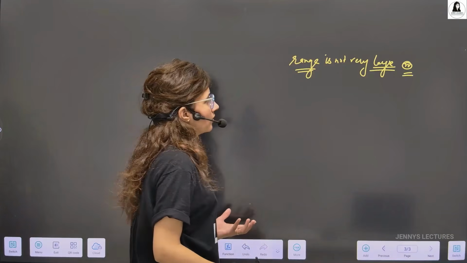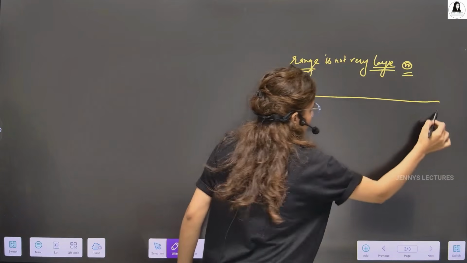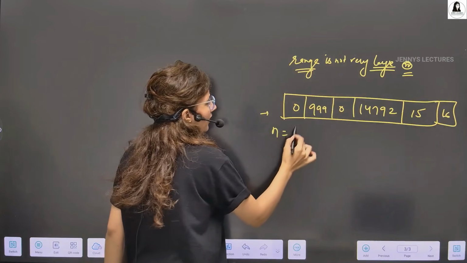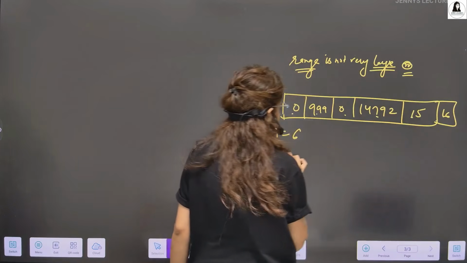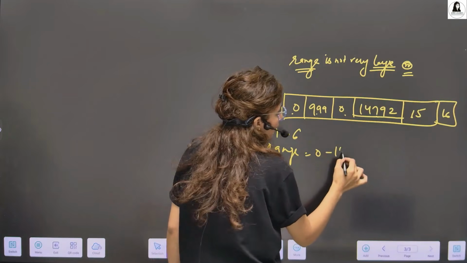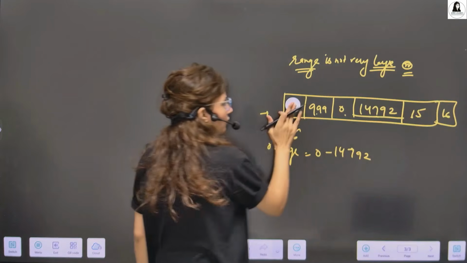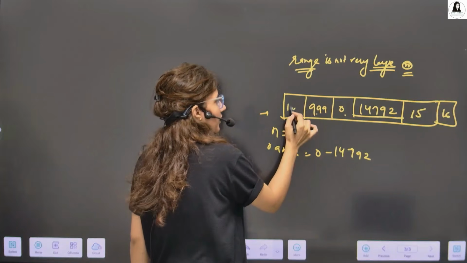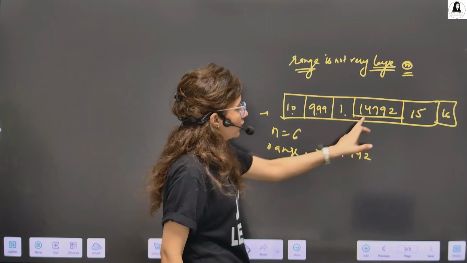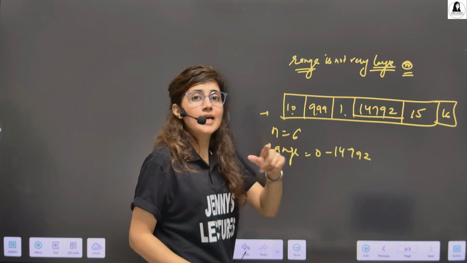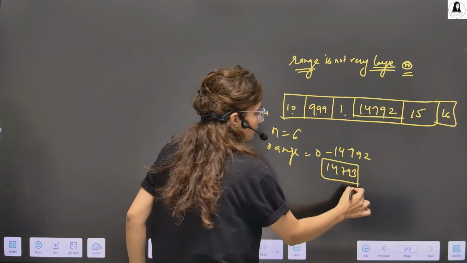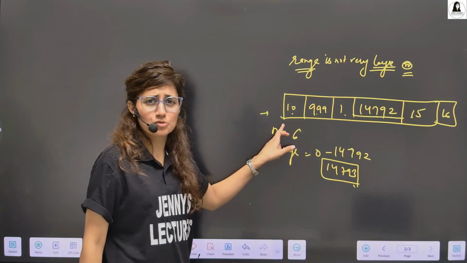Suppose my n is something like this, will it work? Only this data is given, so my n is 6. The range is determined by the largest element, from 0 to 14792. It's not that we have to take 0 itself; you can take 10 here, or 1 here. Still the range is from 0 to this number. So the count array size you need to take is 14793. Is it good to apply count sort here?